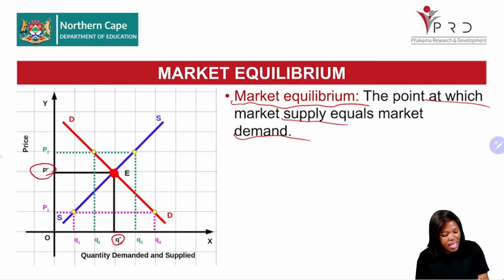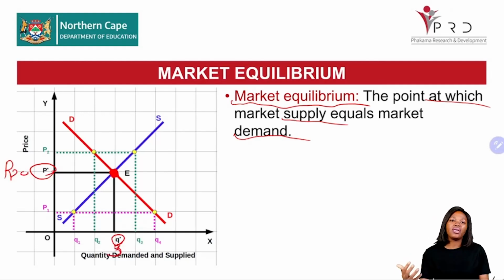Let's just say our equilibrium price is 20 rand, and here we have just three products being demanded or being supplied, right? 3 supplied, 3 demanded, at which price? 20 rand. There is the stability. There is the agreement that we have on the market.